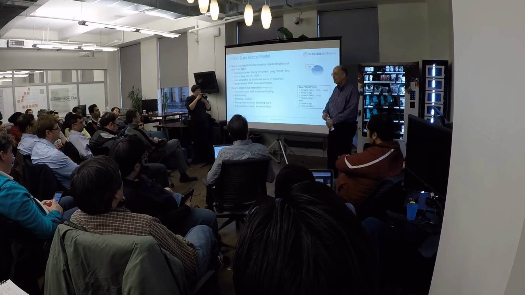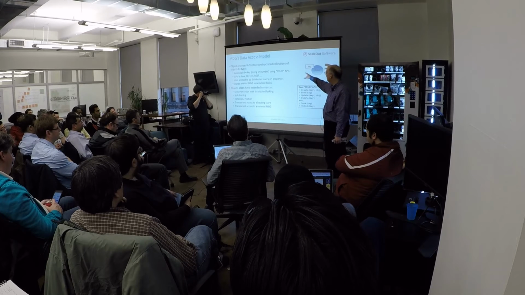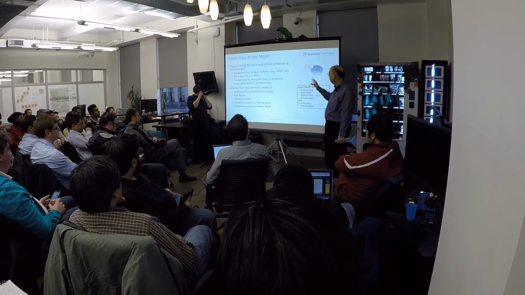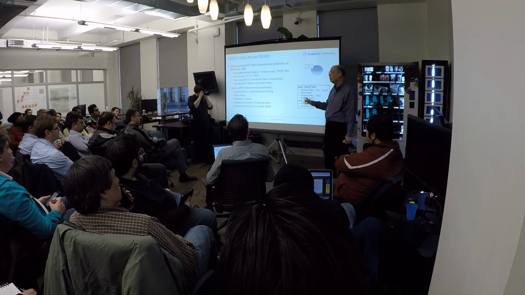Okay, so I just want to recap the data model. It's unstructured collections of objects by type, and I said something in the previous slide I didn't mention, but we follow a sequential consistency model. And not all in-memory data grids follow that model.